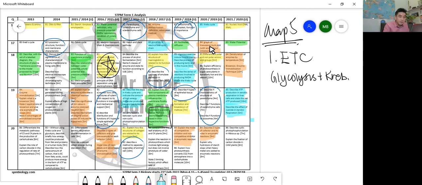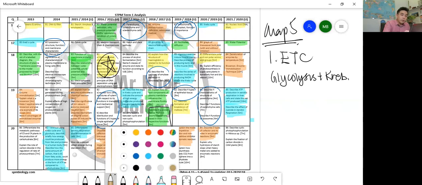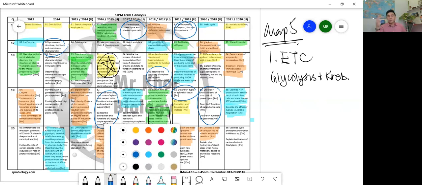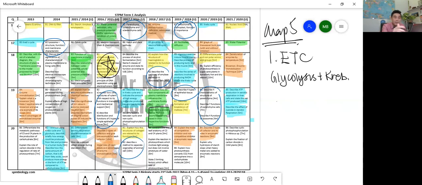cyclic, non-cyclic, that one is chapter six. Fermentation, okay, this one, Krebs cycle. Okay, now, like it or not, you must know how to explain these three, but to me, ETC is the most important one. ETC is the most important one for your exam. Okay, next.